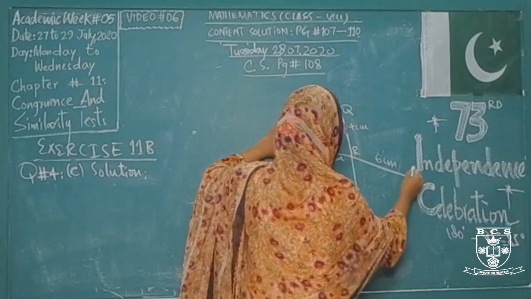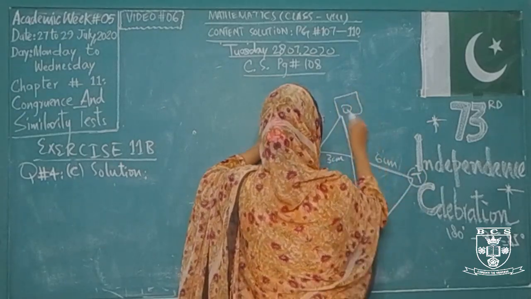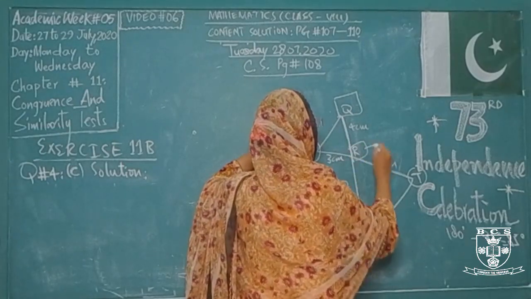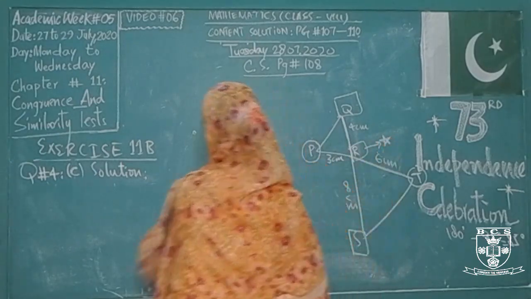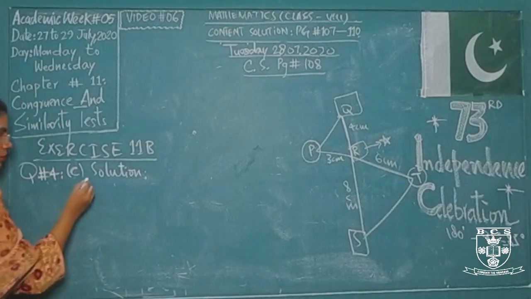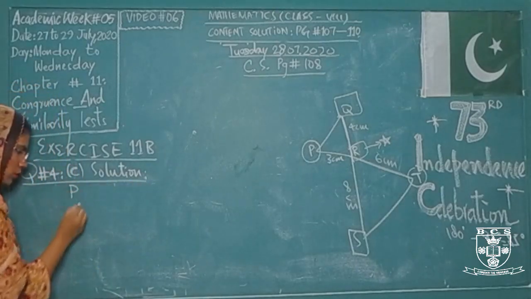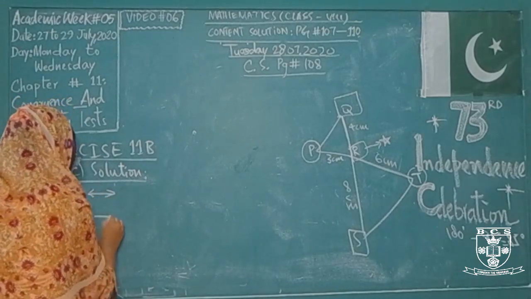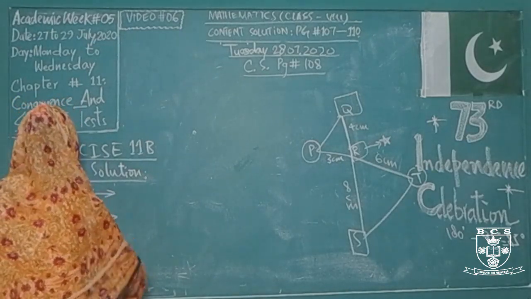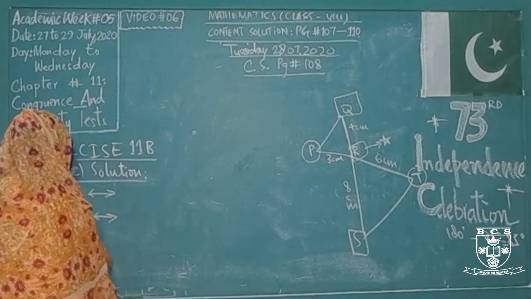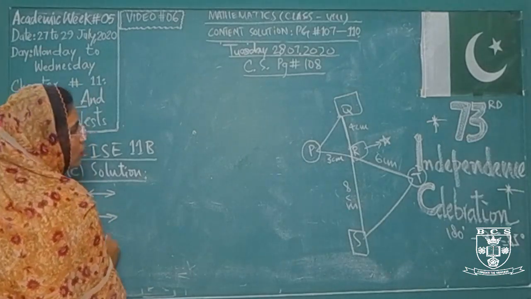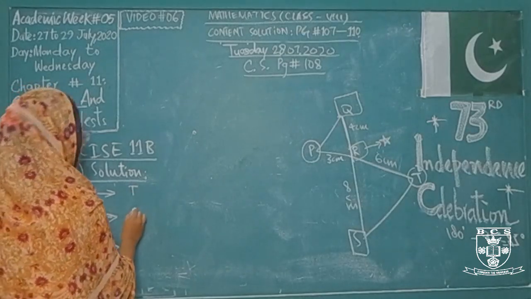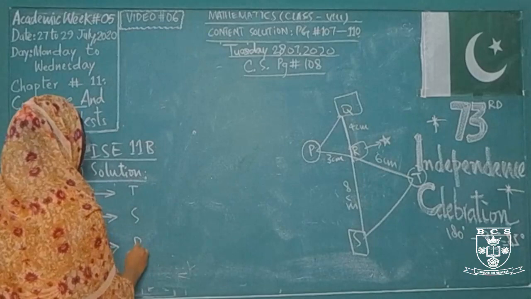Yes, this is your P. P is corresponding to T, Q is corresponding to S, and R is corresponding to itself. So P, Q, R are corresponding to T, S and R respectively.